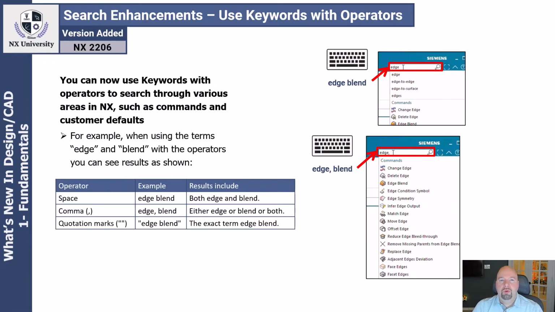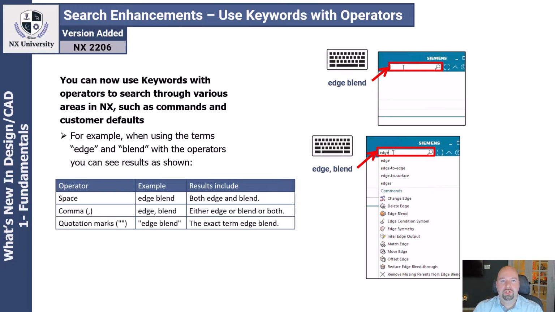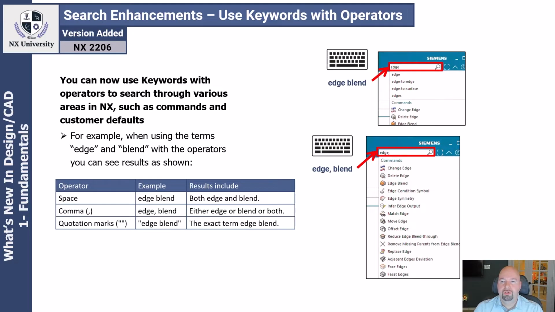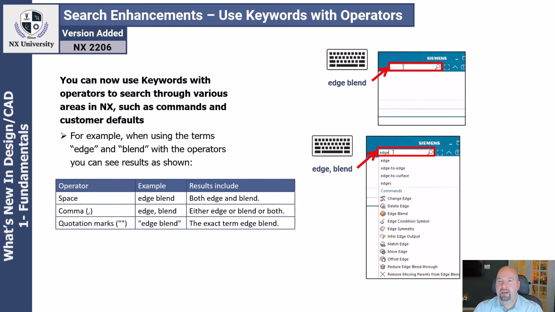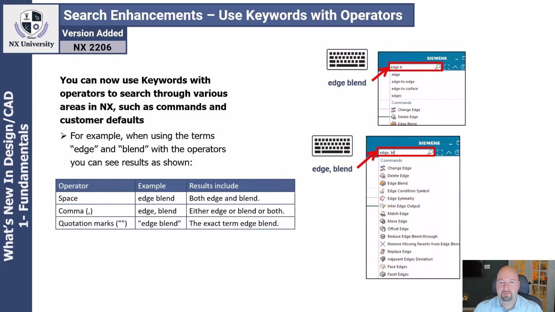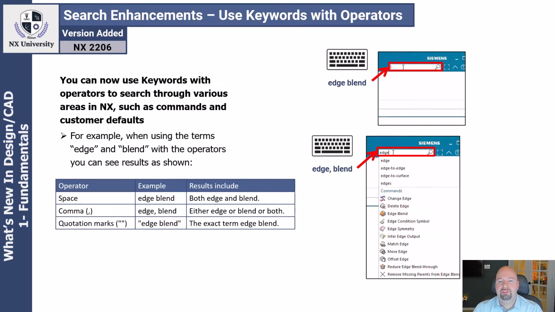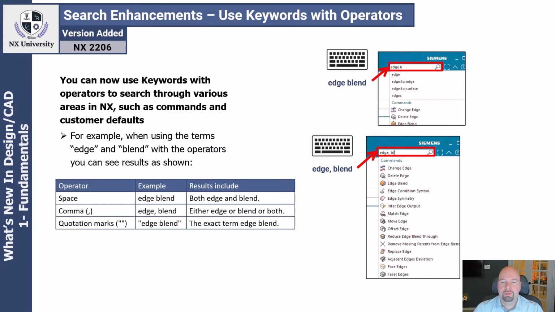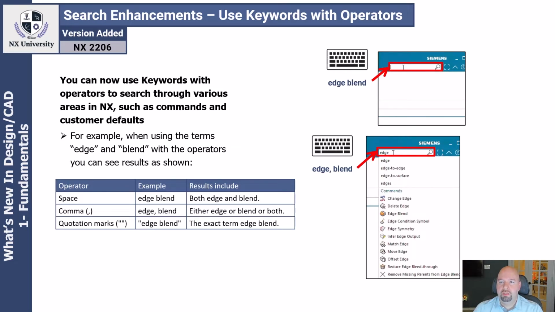Additionally, we can also use operators now with the search functionality. This was introduced in NX 2206. For instance, if we use a space operator, for example, edge space blend, both edge and blend will be searched for, and you'll see that open up that context drop down, and all the items down below will include the words edge and blend. If we use the comma here, edge comma blend, either edge or blend or both items with those items will be returned inside that drop down list.